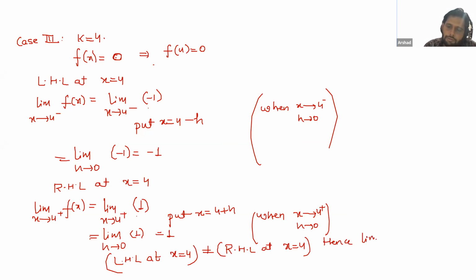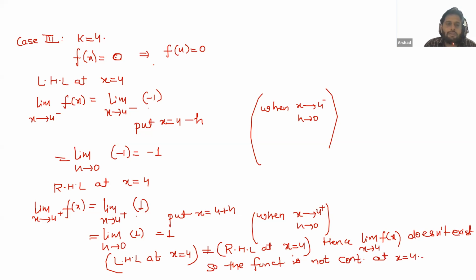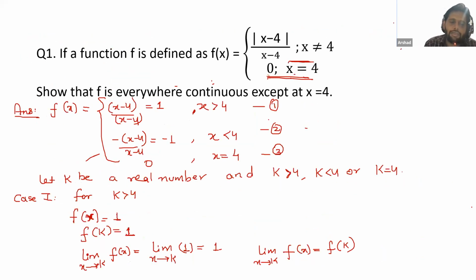Hence, limit x tends to 4 f(x) does not exist. So the function is not continuous at x equal to 4. Okay, so this case third is the same. The method in this third case is the same which you have already done in the previous question. The only difference in this question is that we need to check whether this function is everywhere continuous or not.